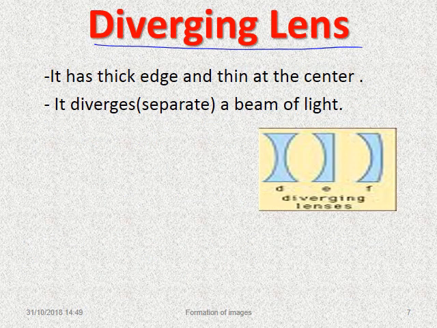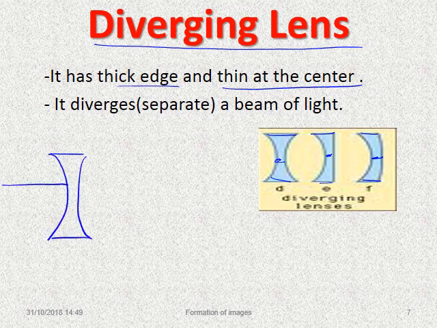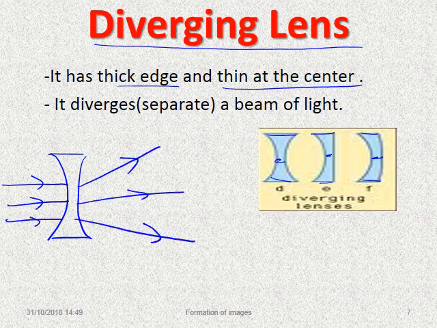Diverging lens. It has thick edges and is thin at the center. Thick edge, thin center. It diverges a beam of light. Diverge means separate.